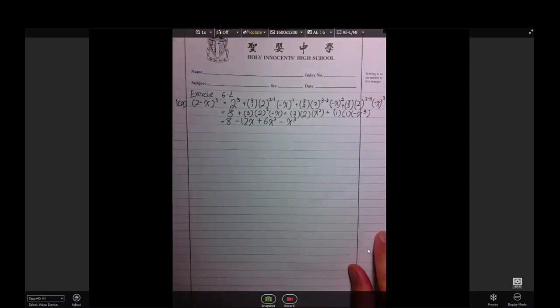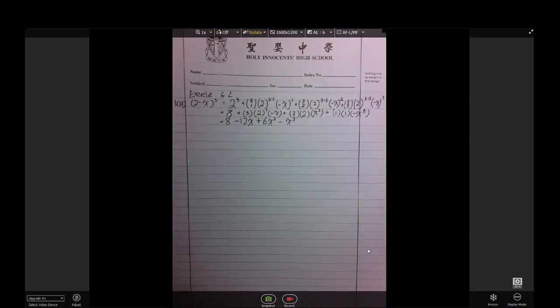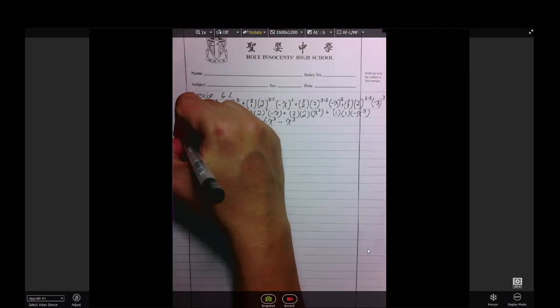Let me adjust the camera upwards so that we can see more of the screen. And we are done with 1a. Now, I'll carry on with question 2b. The question is this. Okay, 2b, they say find the first 4 terms in ascending powers of x.